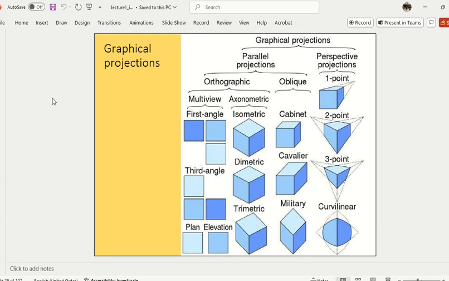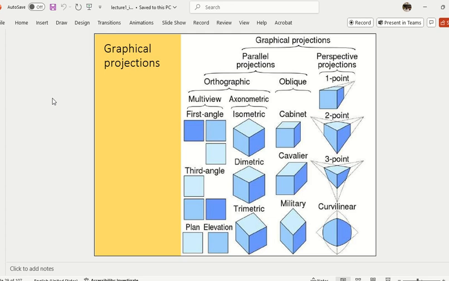So I told you we have orthographic for the 2D, right? Orthographic or orthogonal for the 2D. Orthographic and orthogonal mean the same thing. This one is for 2D. In orthographic and orthogonal, we have two different methods: first angle method and third angle method.